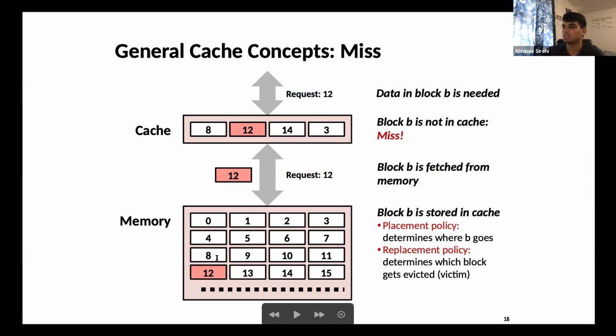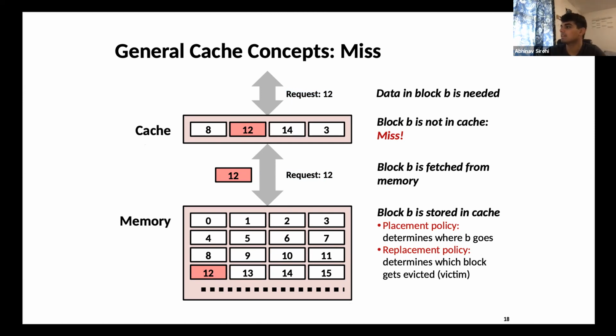And what we do is go and request 12 then from the memory rather than the cache. And we get it from the memory, bring it back to the CPU. But before we give it to the CPU, we decide to come back and store it here into the cache, because we think that it'll be needed again later on.